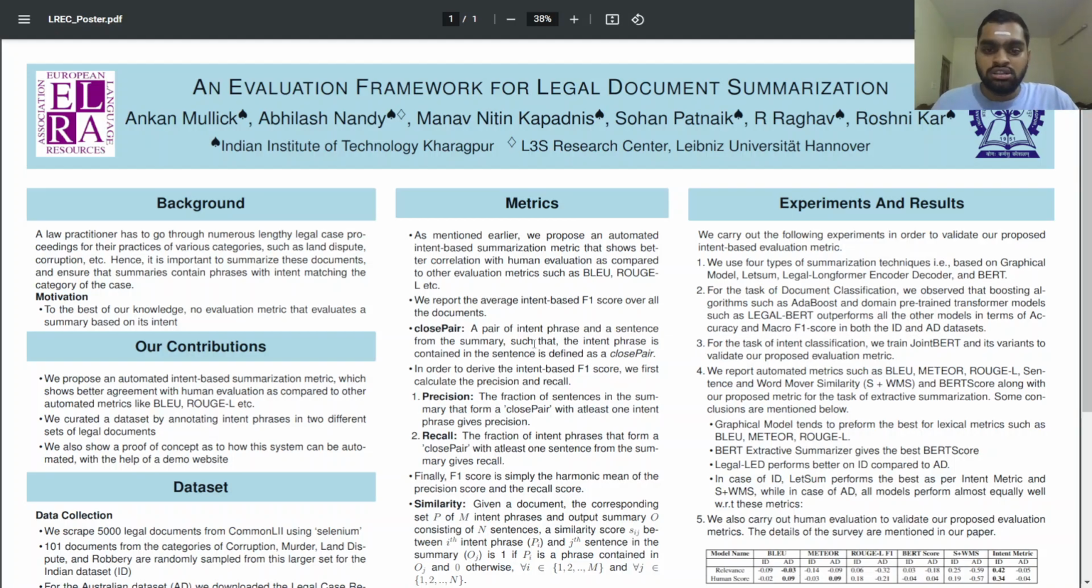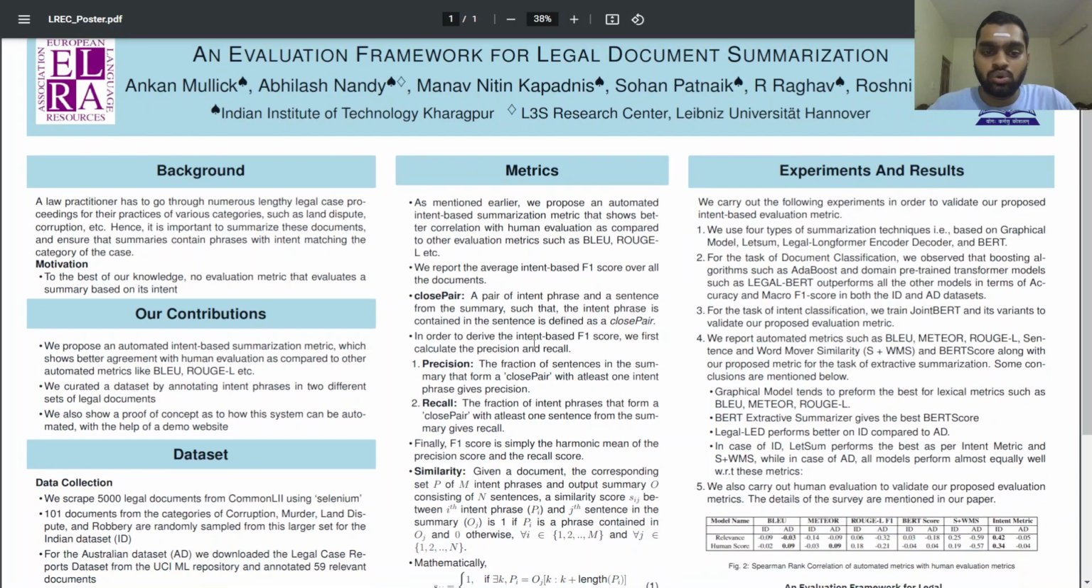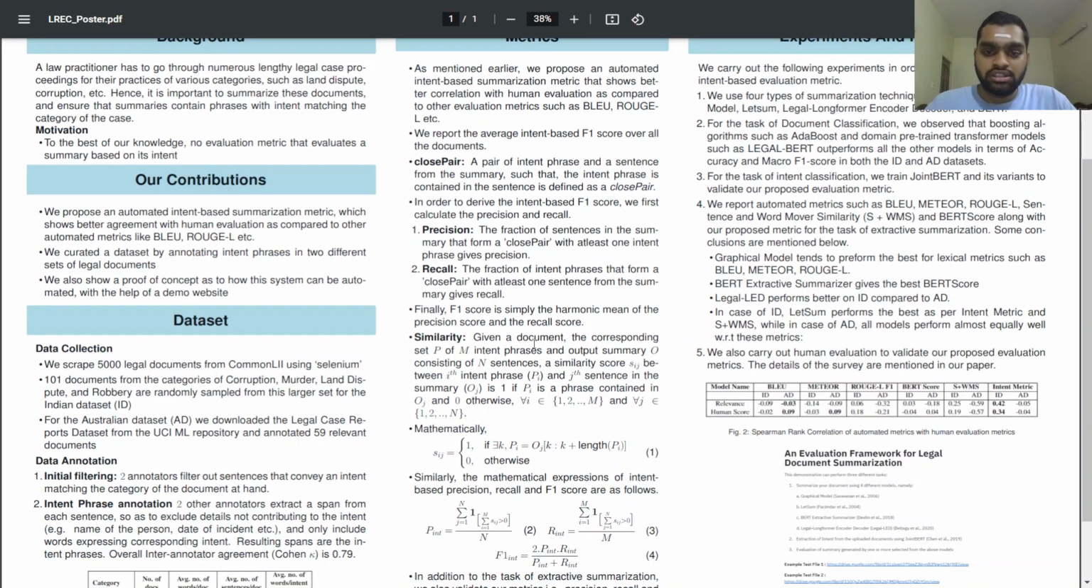To understand our metric, it is important to understand what we have defined as a closed pair. A closed pair is a pair of an intent phrase and a sentence from the summary such that the intent phrase is contained in the sentence. And based on this, we define a metric called similarity, which is that given a document with the corresponding set P of intent phrases and the output summary O consisting of some number of sentences, we define a similarity score Sij, which is between the ith intent phrase from the set P or Pi and the jth sentence in the summary O or Oj.